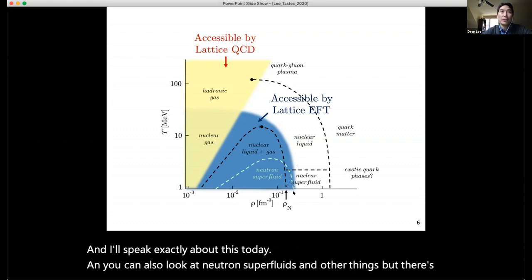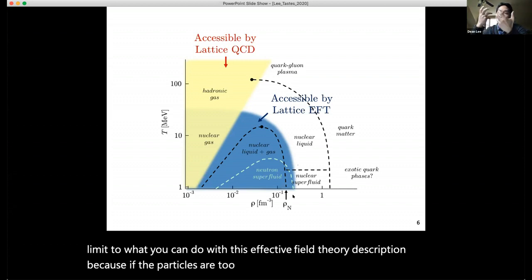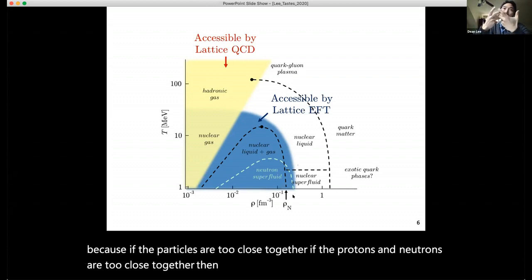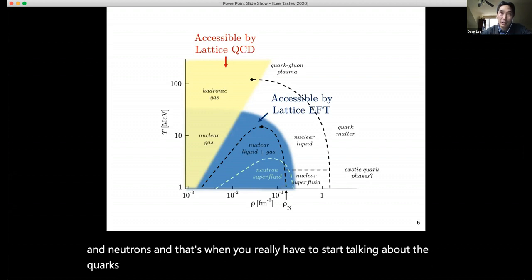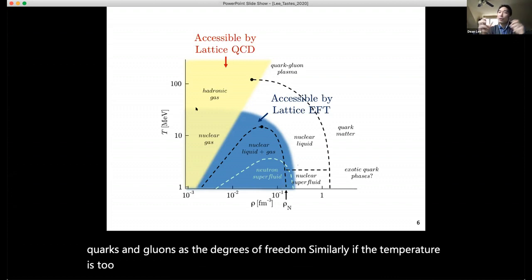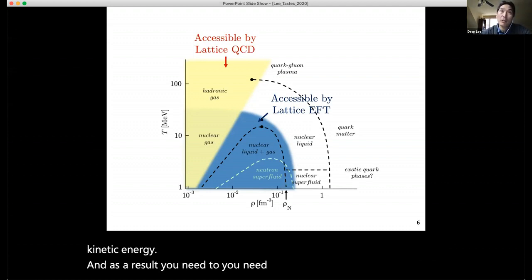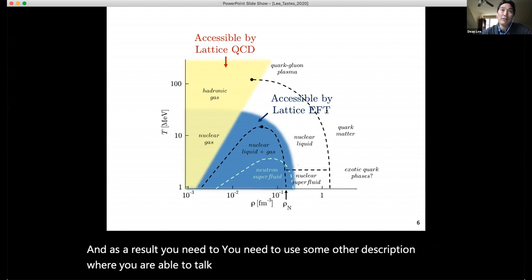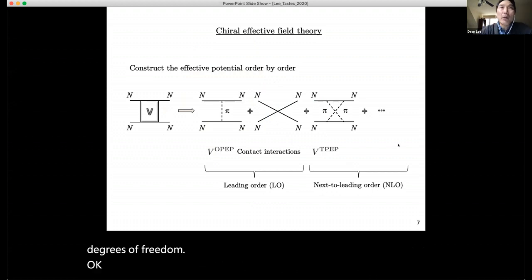But there's a limit to what you can do with this effective field theory description. If the protons and neutrons are too close together, they overlap, and that's when you really have to start talking about quarks and gluons as the degrees of freedom. Similarly, if the temperature is too high, the protons and neutrons collide with too much kinetic energy, and you need some other description where you can talk about excited states of the nucleon, and you probably need to go back to quark and gluon degrees of freedom.